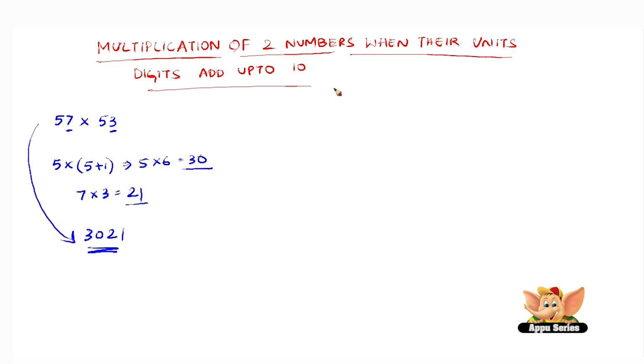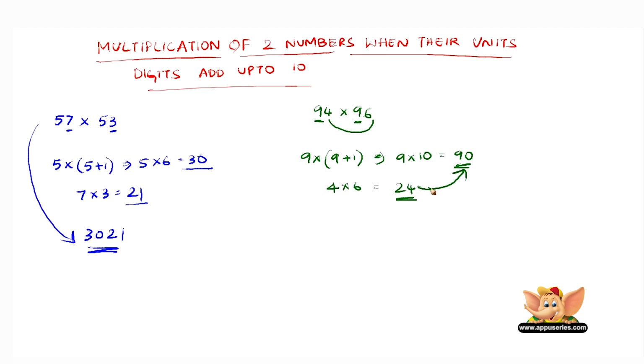Let us take another example, 94 into 96. The units digits here, that is 4 and 6, add up to 10. Therefore, what we have to do is take the tens digit, that is 9, and multiply it with a number 1 more than itself, that is 9 into 9 plus 1, which is 9 into 10, we get 90. Now simply multiply the units digits, that is 4 into 6, which is 24. Now simply join these two numbers, so that is 90, 24. 9024 is the answer of 94 into 96.